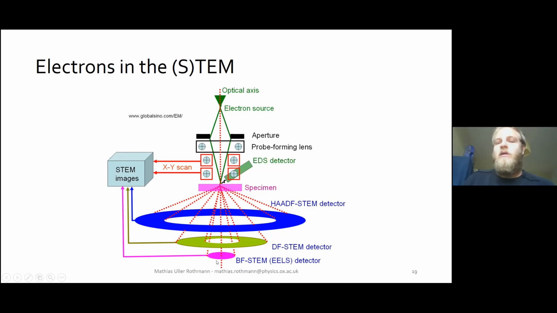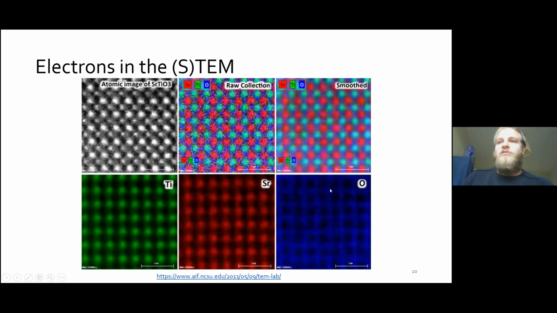It's basically a camera that takes electron intensity down here. So we can get a whole bunch of information through in a TEM. And this is a really good example of some of the cool things that we can do.